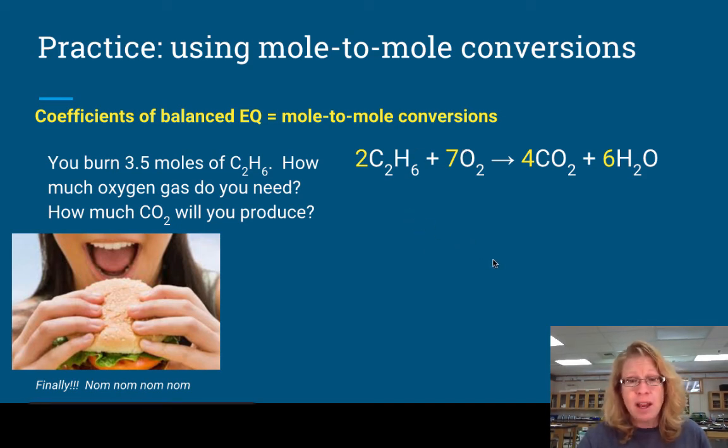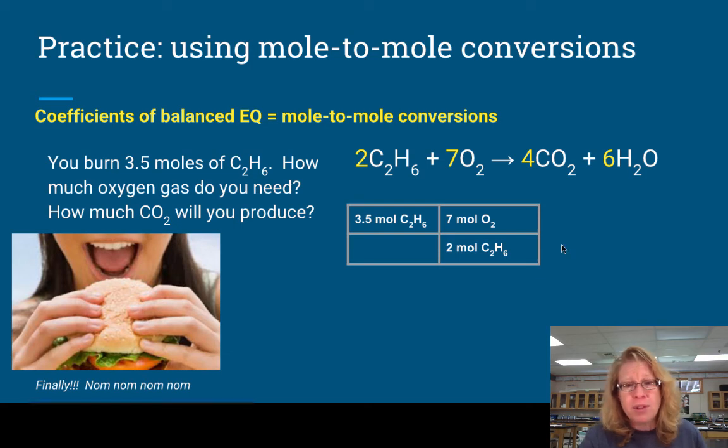All right, so if you got stuck there, now you can hit pause again, and now you do your dimensional analysis. So again, we're starting with 3.5 moles of this stuff. And in your first problem, we're trying to find oxygen gas. How much oxygen gas do you need? So I'm going to convert from this stuff to the stuff right next to it, O2. So here's mine. 3.5 moles of C2H6.